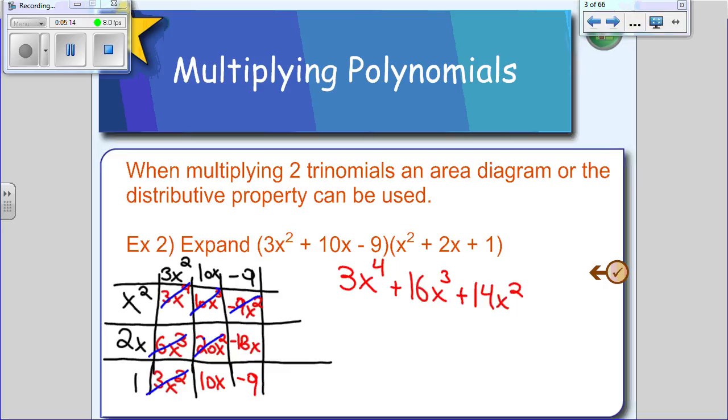My x terms, negative 18x plus 10x is going to be negative 8x. And my last one is negative 9. And if you did that properly, you should have everything crossed off.